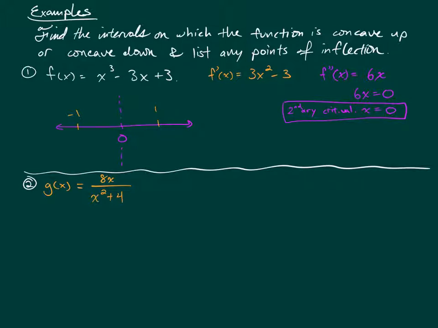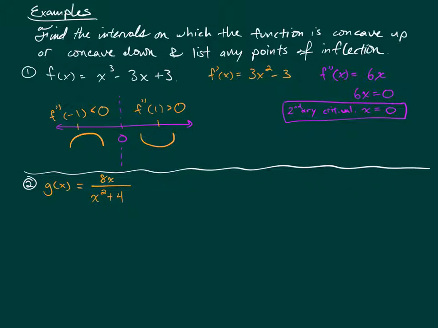From here, you will want to evaluate the second derivative at these values: f double prime of -1, f double prime of +1. When you substitute -1 in for x, you end up with a -6, which is less than 0. And if you substitute +1 in, 6 times +1 is +6, which is greater than 0. So that means the graph is concave down to the left of 0, and concave up to the right of 0.